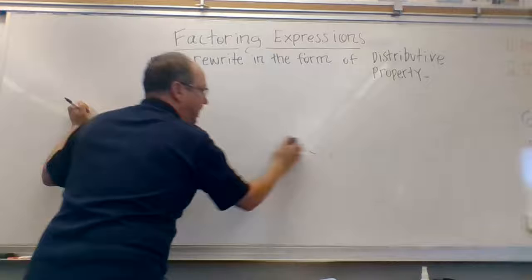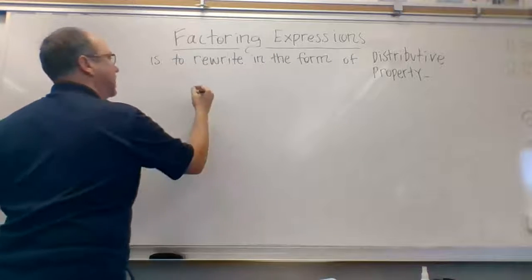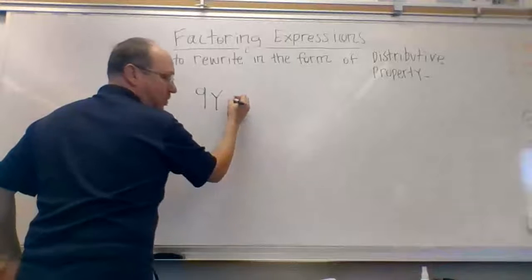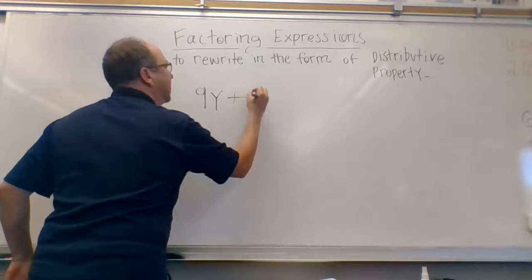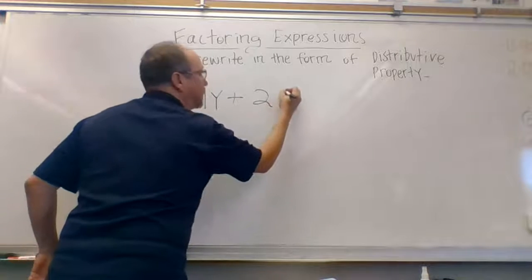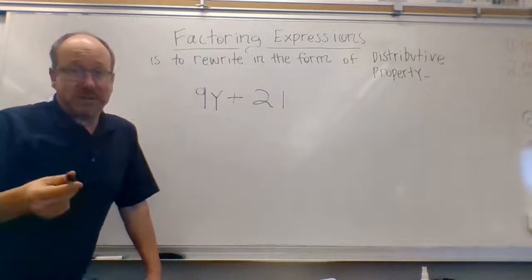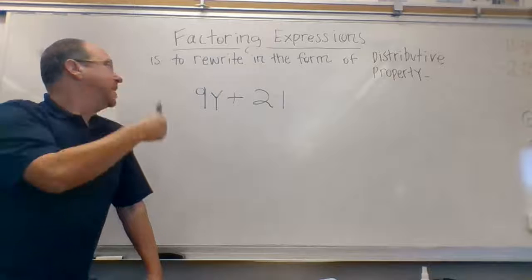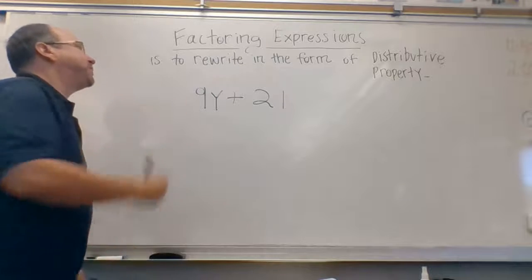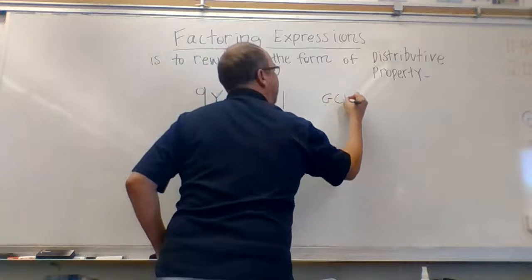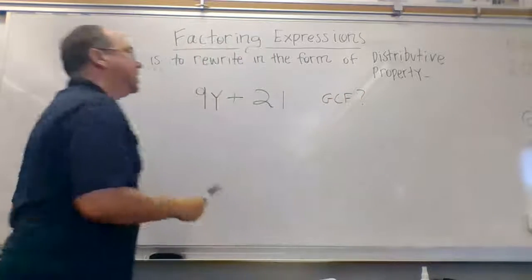This example is 9y plus 21. Let's do that. 22 would not be as useful for us because it would already be simplified. So 9y plus 21, what's the greatest common factor? Take a look at that.